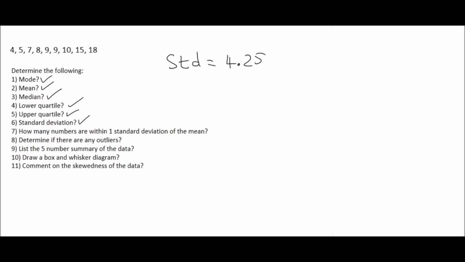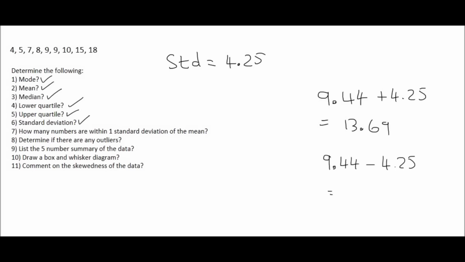So number 7 says how many numbers are within one standard deviation of the mean. So what that means, excuse the pun, is, well, what we said with the average was that the average was equal to 9.44. So that is your average. Now if you add one standard deviation to that, that's going to be equal to 13.69. And if you minus one standard deviation from the mean, that's going to give you a value of 5.19.